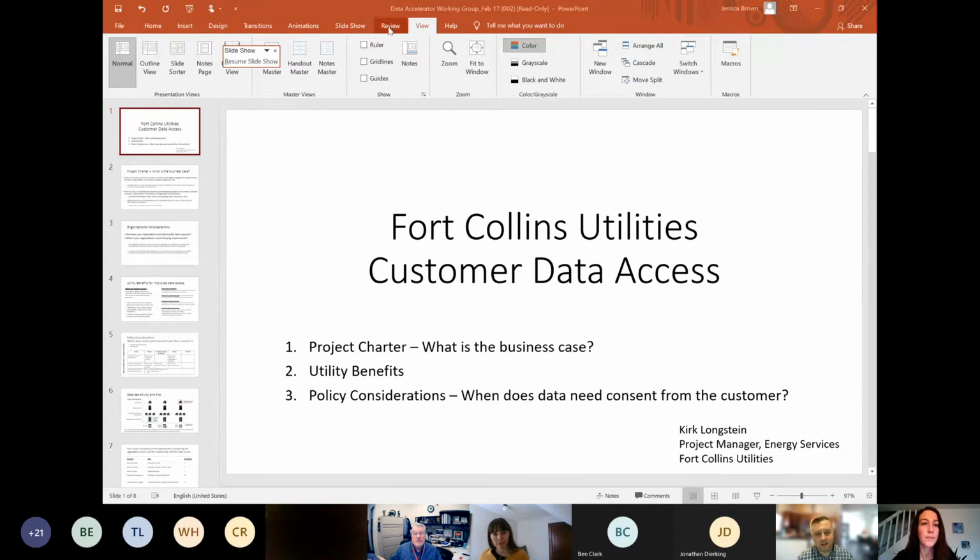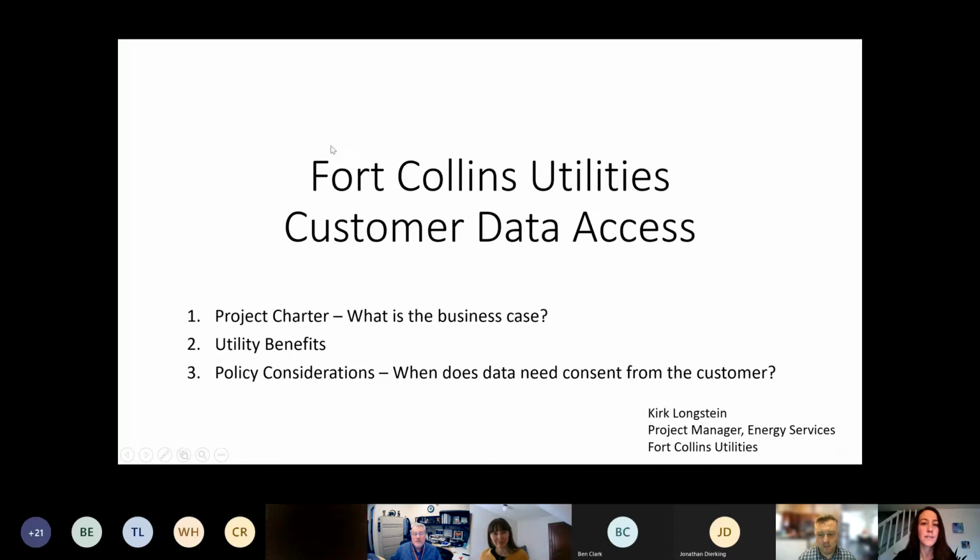Sorry, my slides aren't very pretty, a little content heavy, but hopefully Jessica can share these out with folks after the fact. So as Jessica mentioned, my name is Kirk Longstein. I work with Fort Collins Utilities. We're a municipal utility here in northern Colorado along the Front Range, and we provide electric, water, stormwater, wastewater, and we are also offering broadband utility as well. So I work in our energy services department, which is housed under our customer connections, which is primarily customer service.